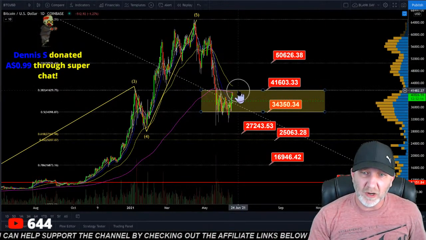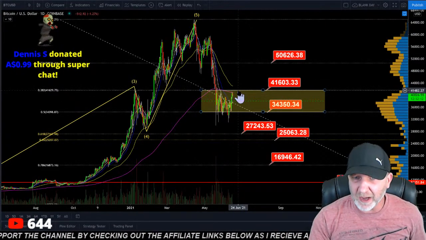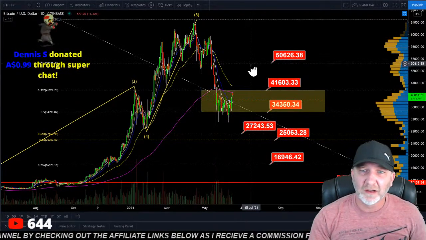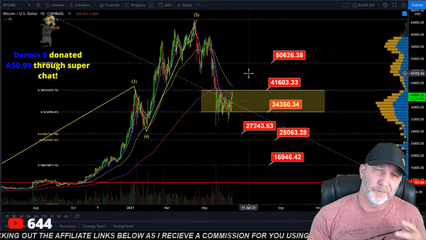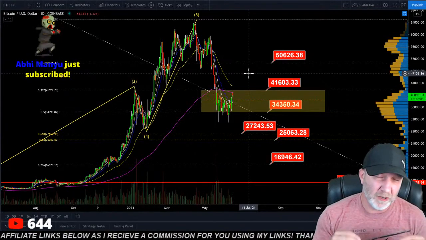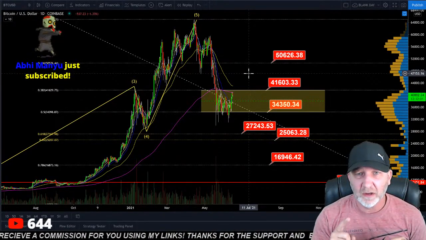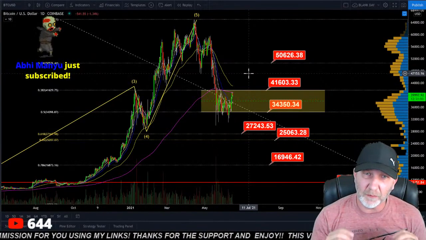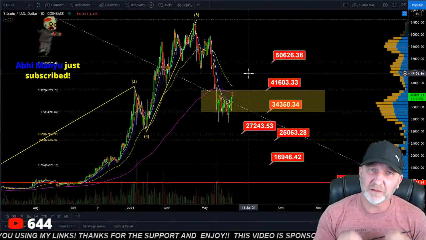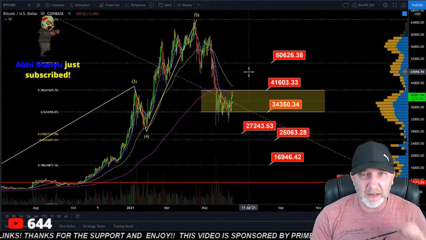If we do get above that 41.8, 42,000 and get support there, then my next stop would be 50, but that would invalidate the wave 5. So remember, 47,100. I don't think we're going to break that. If we do, that invalidates my Elliott wave count. I just want to be clear on that.